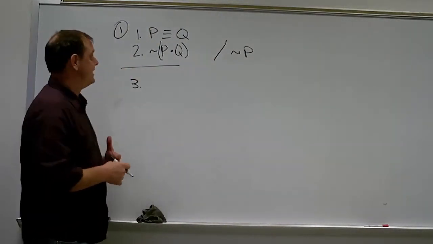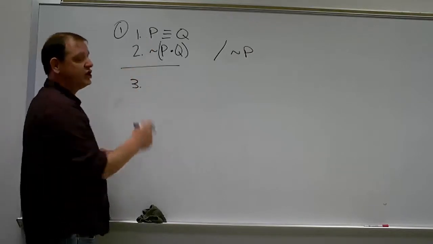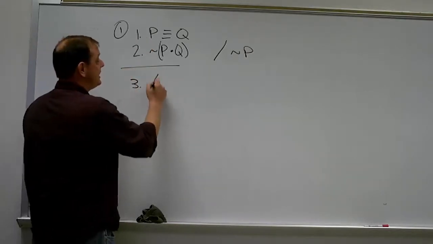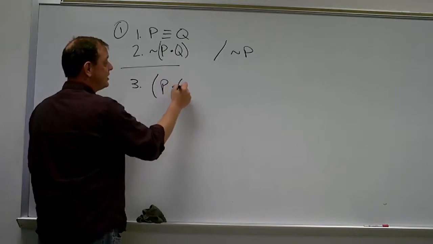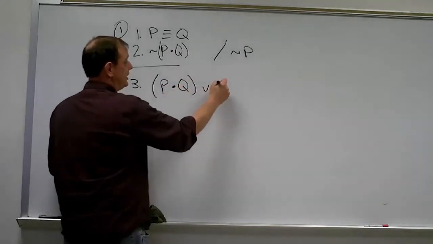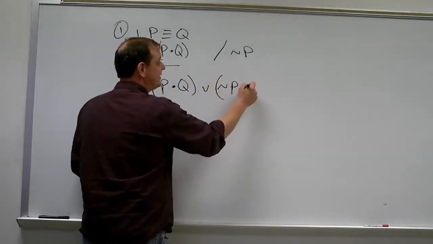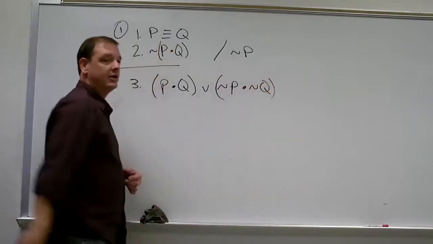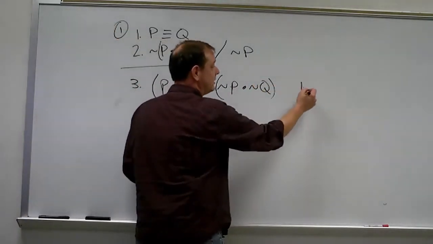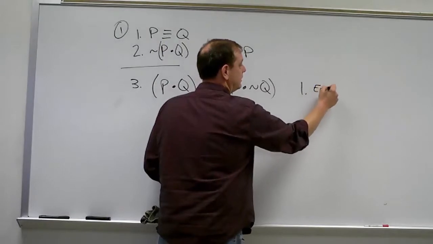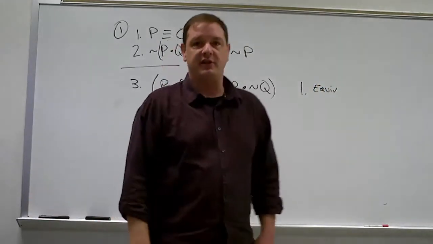Here what we have then is I'm going to, by line 1, change that into either you have both P and Q, or you don't have P and you don't have Q. And that's by line 1, material equivalence.